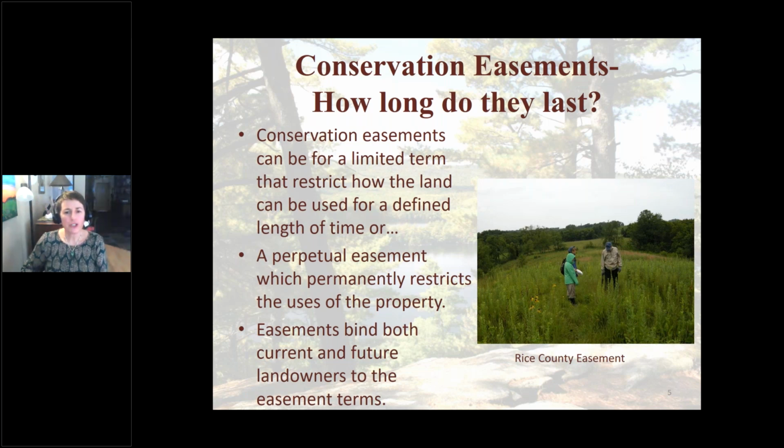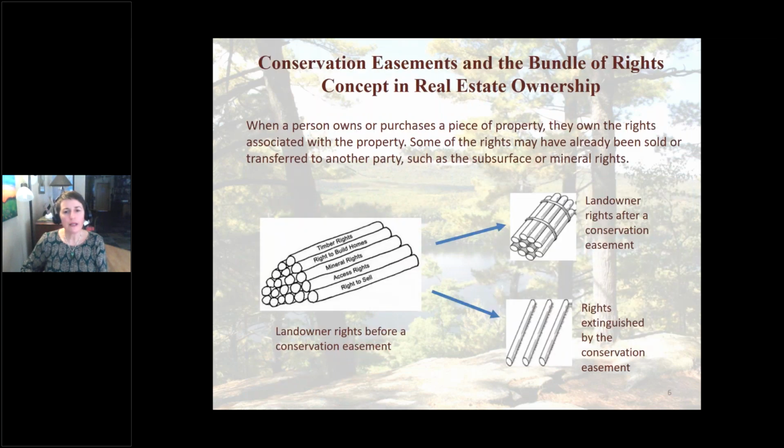This is a picture description, a way of thinking about property rights and how conservation easements affect property rights that's a little bit easier to understand. When a person owns or purchases a piece of property, they own rights that are associated with that property. In the picture of the bundle of sticks, which represent a bundle of rights, there are example rights labeled: timber rights, the right to build homes or develop the property, mineral rights, access rights, which would be access to the property or across the property to other properties, and the right to sell the property.